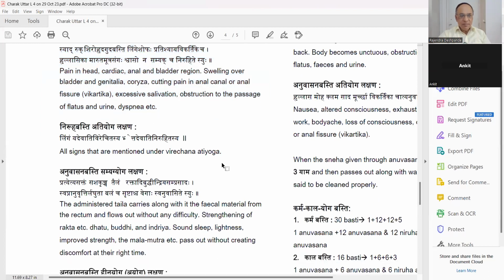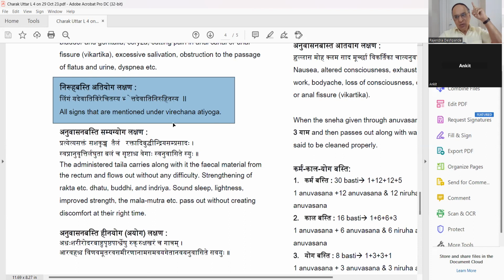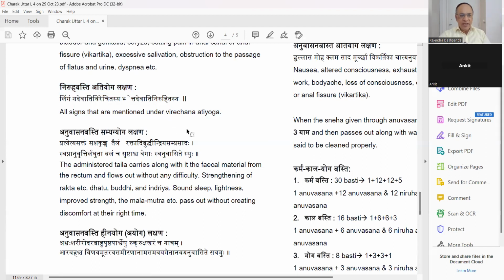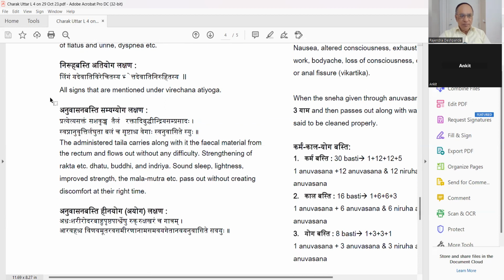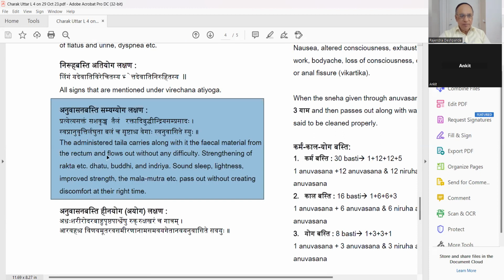Now, next, come on, my dear friend. Niruha Basti Ati Yoga. All signs that are mentioned under the Virechana Ati Yoga, similar to dehydration. Okay, you have to read those again. Now we will go to oil enema. Anuvasana Basti Samyak Yoga. Can you see here? The administration of Taila Basti carries along with it the fecal matter from the rectum. Best. Samyak is always best.